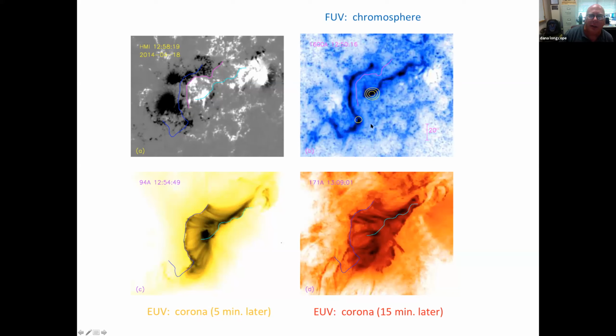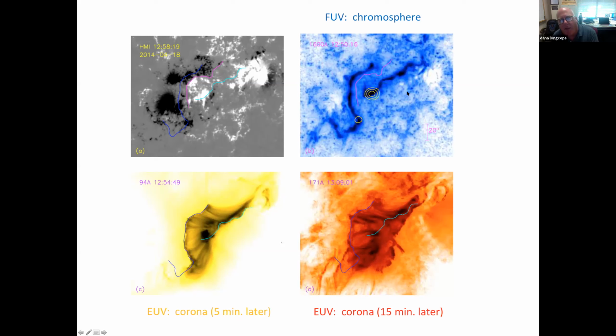Here's the FUV, barely brightened at all in the dark blue. These are all reverse color tables, by the way, because that's the way I like to do it. I have put in the magenta polarity inversion line, and what you see are these two long features that are more or less parallel or fall along the polarity inversion line.